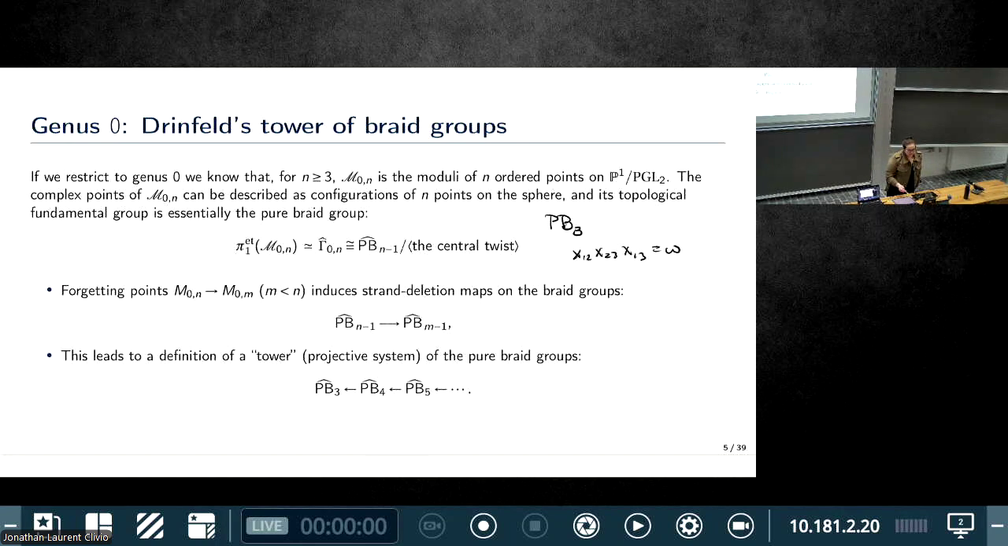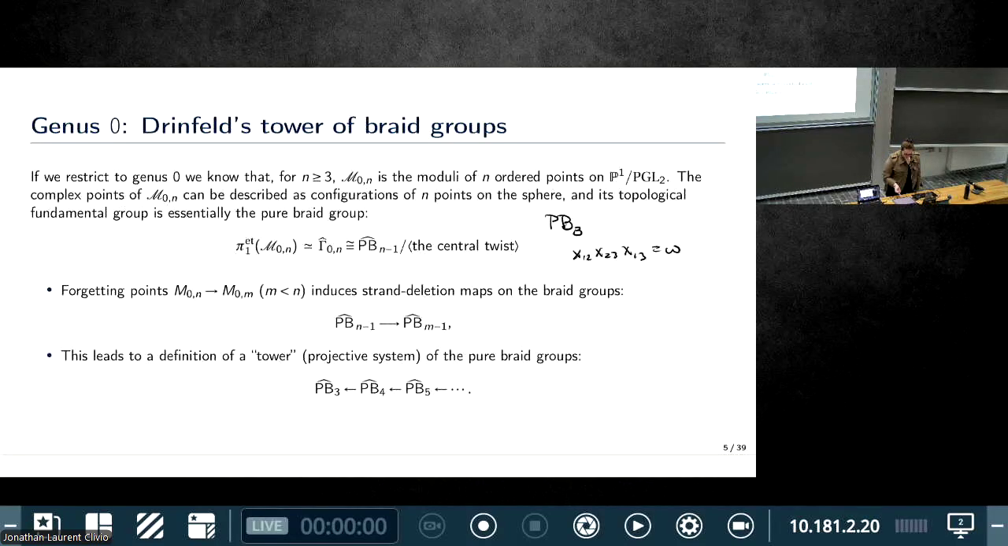And by tower now, I literally mean a projective system of groups. So these arrows are actually multiple arrows. Right? So those arrows are doing some heavy lifting. This is a projective system of braid groups, starting from PB3, where you can go all the way down. It's not interesting. And going up. Right? So we can delete strands in lots of different ways. Good.